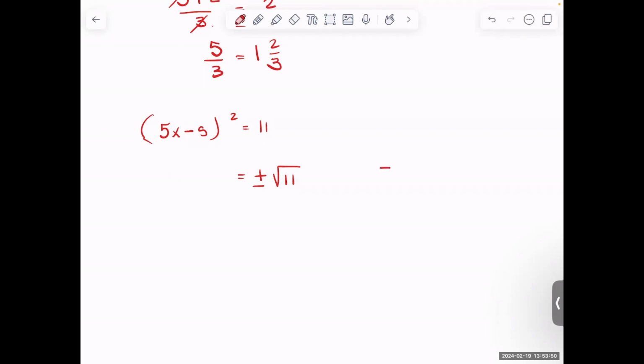I can square -3 and get 9. I can also square +3 and get 9. So I can square the negative and I can square the positive to get the same value. So I can square the square root of 11 to get 11. I can also square the negative square root of 11 to get 11. So you have to put the plus or minus over there. You have to.